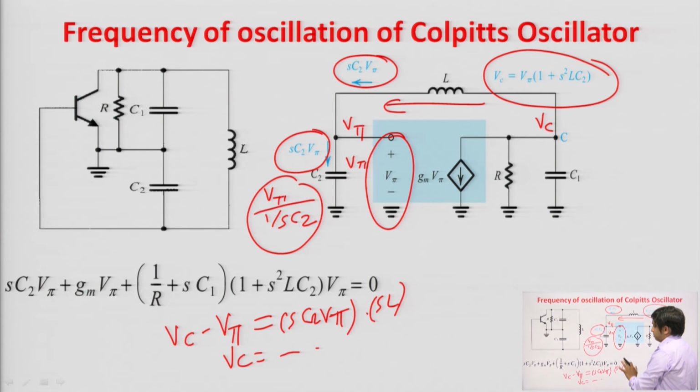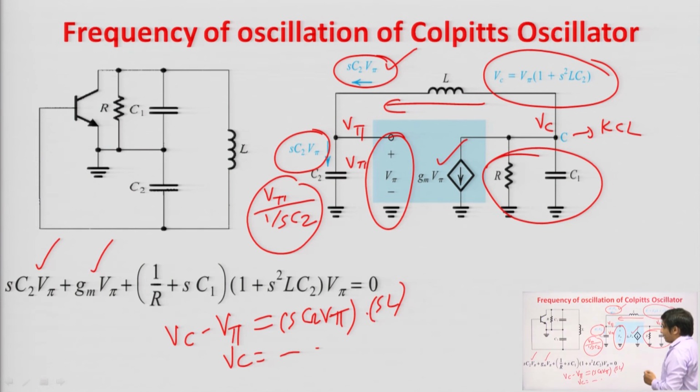Now, this is just the equivalent circuit. Now, apply KCL at node C. One current is your SC2 V pi, that is the first term, another current is your Gm V pi, that is the second term, and R and C1 are in parallel. So, what will be the current flowing through R and C1? Since R and C1 are in parallel, the current will be the voltage upon the equivalent impedance of R and C1, that is your Z equivalent.